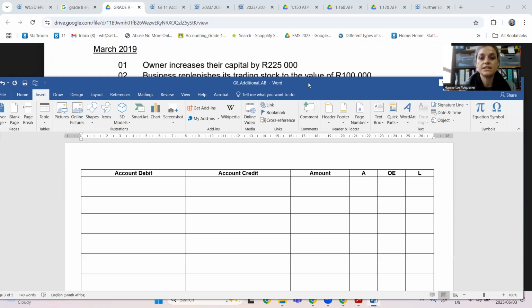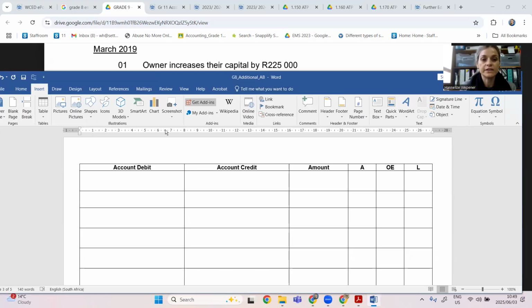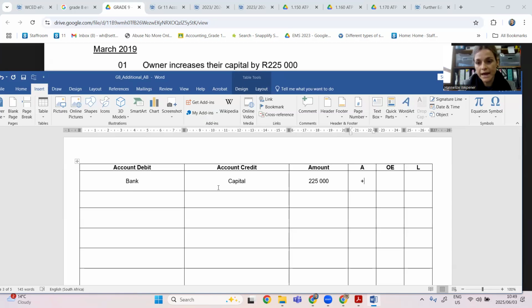So whenever the business receives money, it means that we have more in bank. And bank is an asset. Assets increase on the debit side. That is why we will debit bank. The reason why we are receiving this money is because of capital that the owner is now contributing. So capital is owner's equity, and owner's equity increases on the credit side with the amount. So you have more assets, more bank, more capital, therefore more owner's equity, and there were no liabilities involved in this transaction, so no liabilities there.